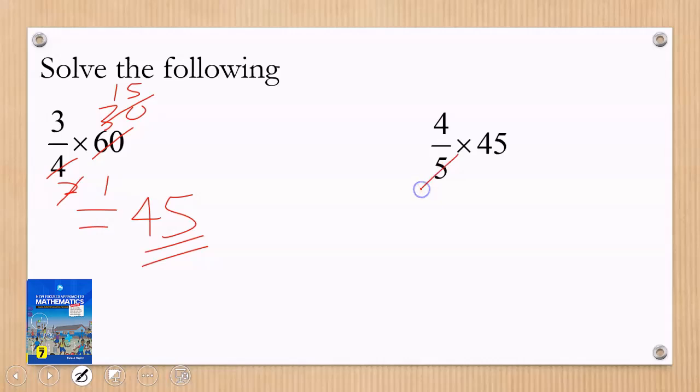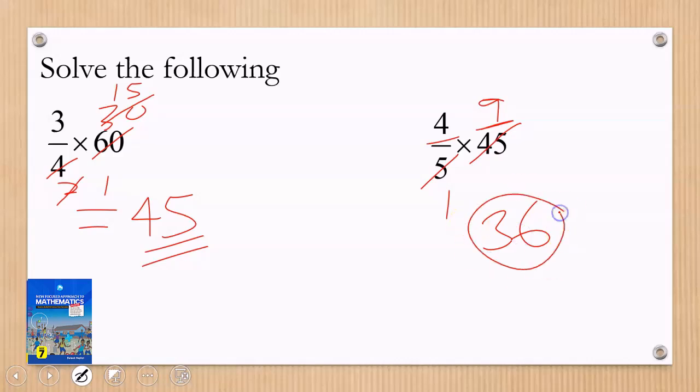Again, we divide 5 by itself as 1, and 5 can divide 45 as 9, right? And so we multiply 4 times 9, and that will give us 36. So if we are asking the number of students who are wearing uniform in a class of 45, then 36 of them are wearing. That means the remaining are not.